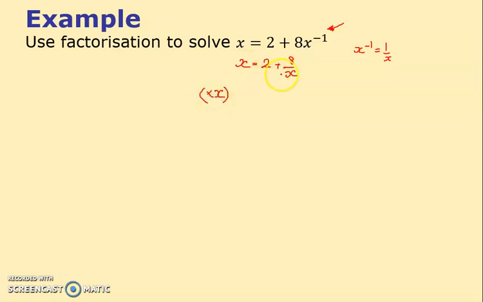And this will give me the quadratic. So if I times that by x, I get x squared. Times that by x, I get 2x. And if I times that by x, the x disappears and I get plus 8. Everything onto one side because it's a quadratic, and quadratics are always best when they equal 0.